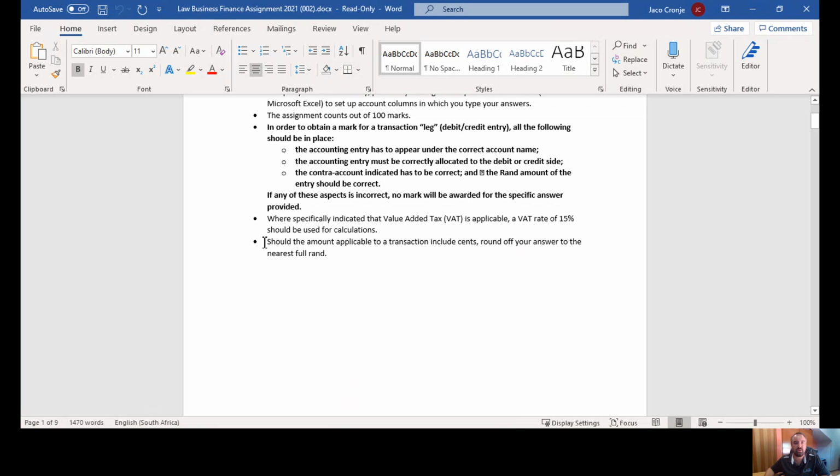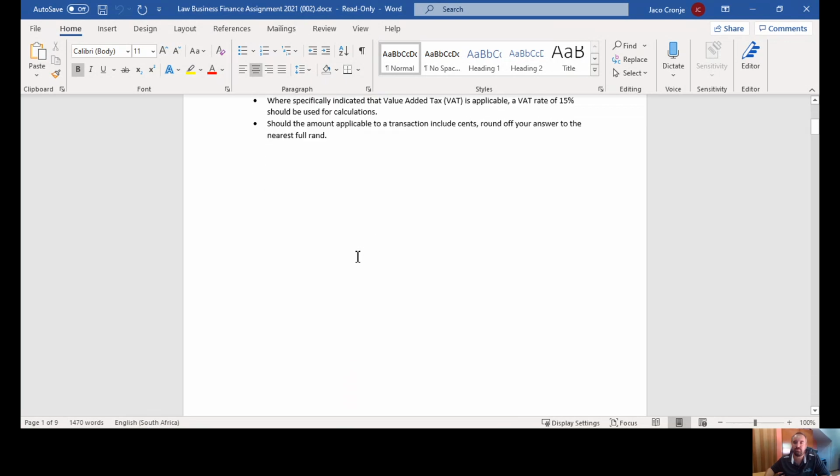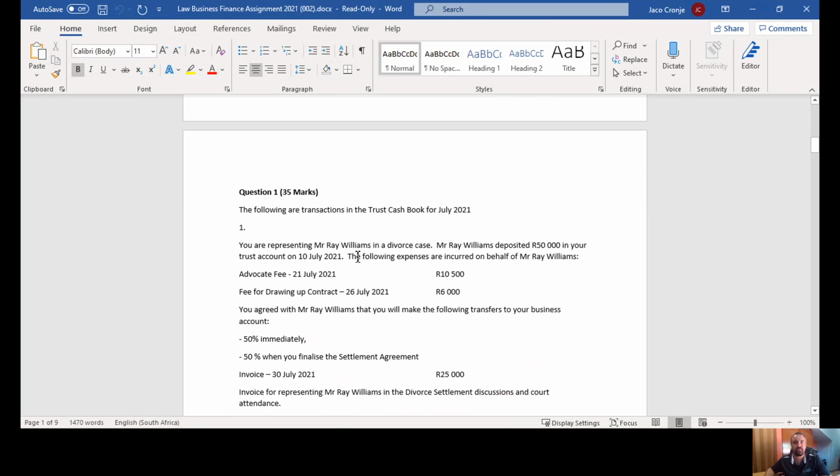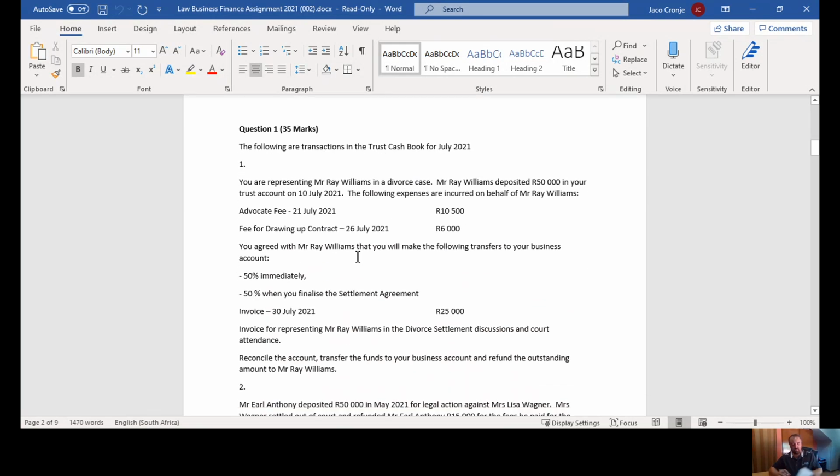Where specifically indicated that VAT is applicable, VAT is at a rate of 15%, so we did that in the lectures. Should the amount applicable to a transaction include cents, round off to the nearest full rand. So no cents in the assignment. Okay, let's start with question 1.